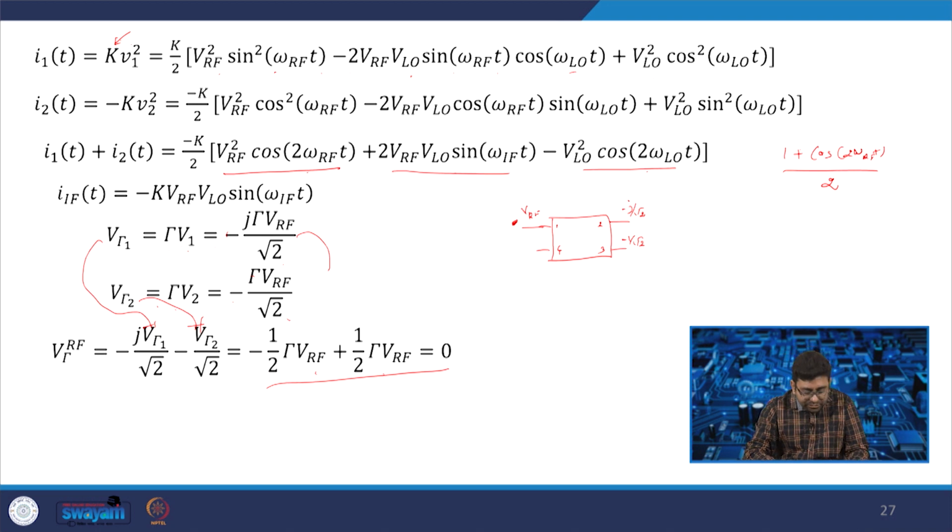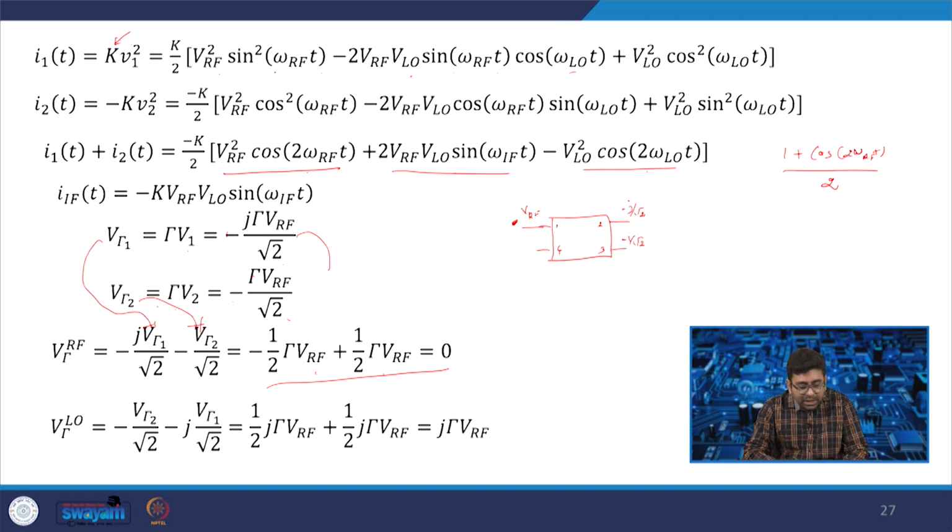Similarly, we can see for the V gamma LO, and at V gamma LO there is a reflection, meaning we will get an RF signal which is j times gamma times V_RF. So, that again is based on how much isolation there is between V_RF and V_LO. So, this is how this mixer will work, and we can design an FET based mixer. Instead of using the diode, we can also make an FET based mixer and it can also work.